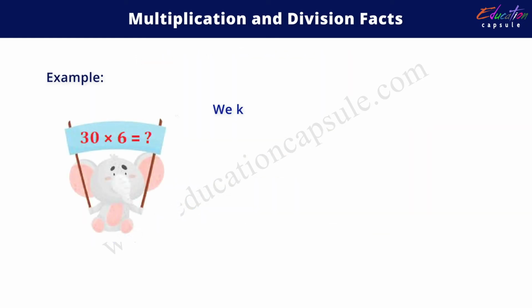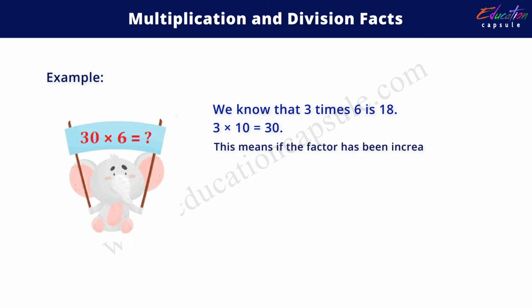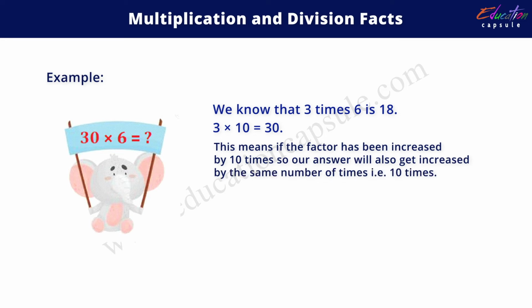We know that 3 times 6 is equal to 18 and 3 times 10 is equal to 30. This means if the factor has been increased by 10 times, our answer will also increase by the same number of times, that is 10 times. So 3 times 6 is equal to 18, whereas 30 times 6 is equal to 180.